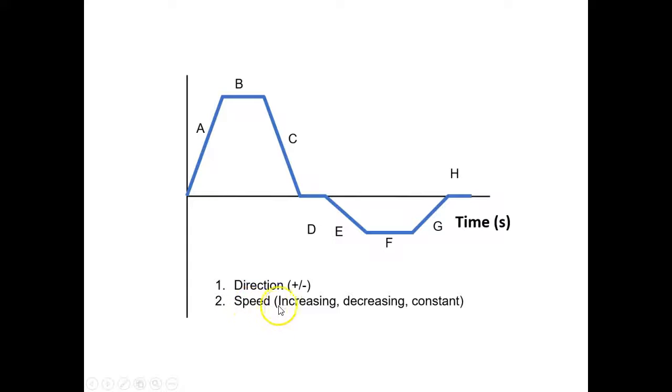The speed, is the speed increasing or decreasing or remaining constant? Well, we need to know that. If the speed is increasing, think about your car. If your speed is increasing, your speedometer goes away from zero. If your speed is decreasing, your speedometer will go toward the zero.